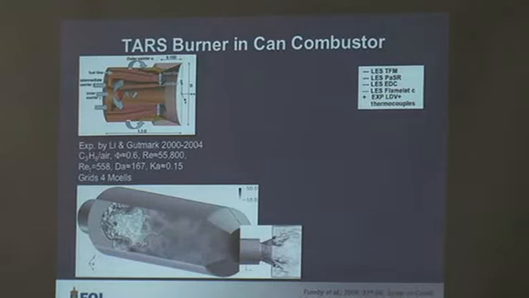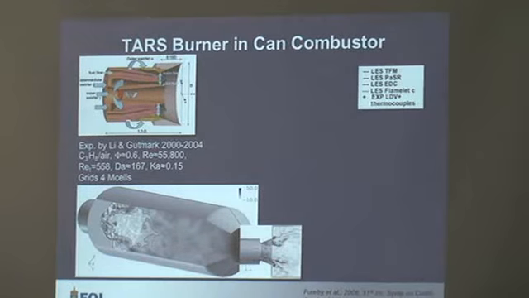The last case I have is the TORS burner, a triple annular research swirler, which was studied by Effie Gutmark between 2000 and 2004. It's a gas turbine fuel atomizer essentially, and now we're talking about something that is even more complicated in terms of geometrical complexity.